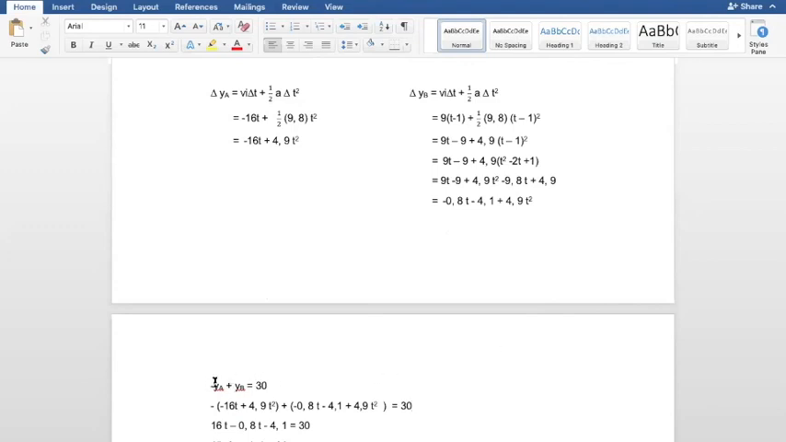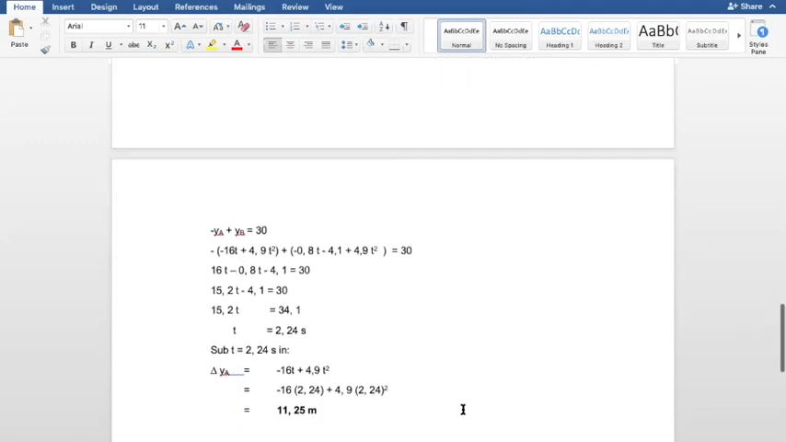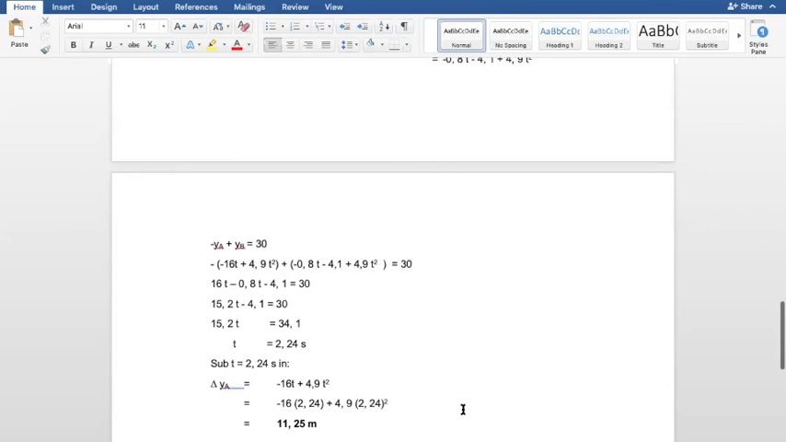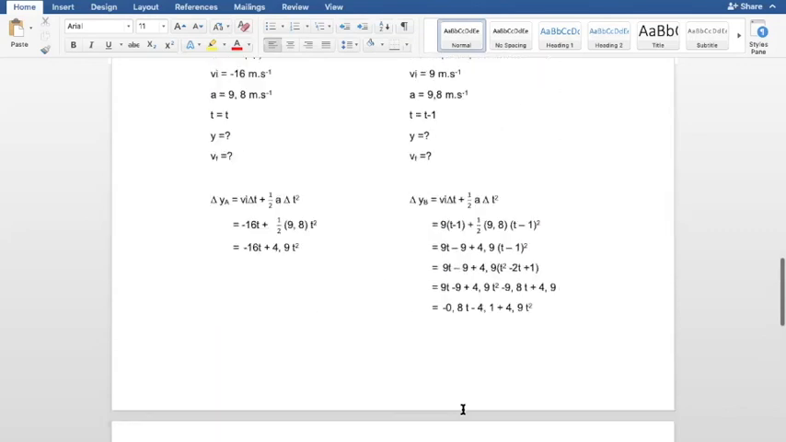So the distance that the two move, A and B, is 30. But because they're moving in opposite directions, one will have to be negative because the displacement of the two together will be 30. Okay, if we substitute t is equal to 2,24 in A, you get minus 16 times 2,24 plus 4,9 times 2,24 squared, and you get 11,25 meters. Did you get the sum? I hope you got that answer. So that shows that the distance that ball A moves will be 11,25 meters in the time when the two cross each other.